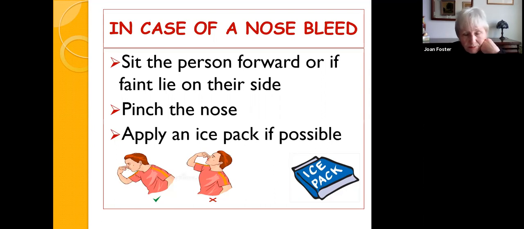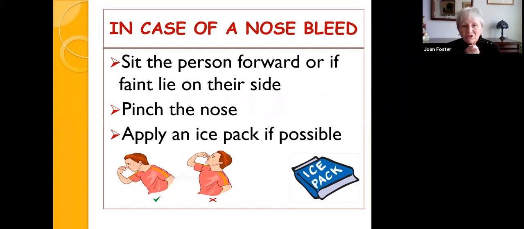If it's possible, if you keep a couple of little ice packs in your freezer, it's always a good idea. You're going to hear me refer to them more often as I go along. But if it's possible, just put a little bit of ice pack just above the nose. That cold is going to help slow down the blood too. So you can put a cold cloth on it and then pinch. You can put a little ice on it and pinch. What we're trying to do is slow down the circulation to that area.